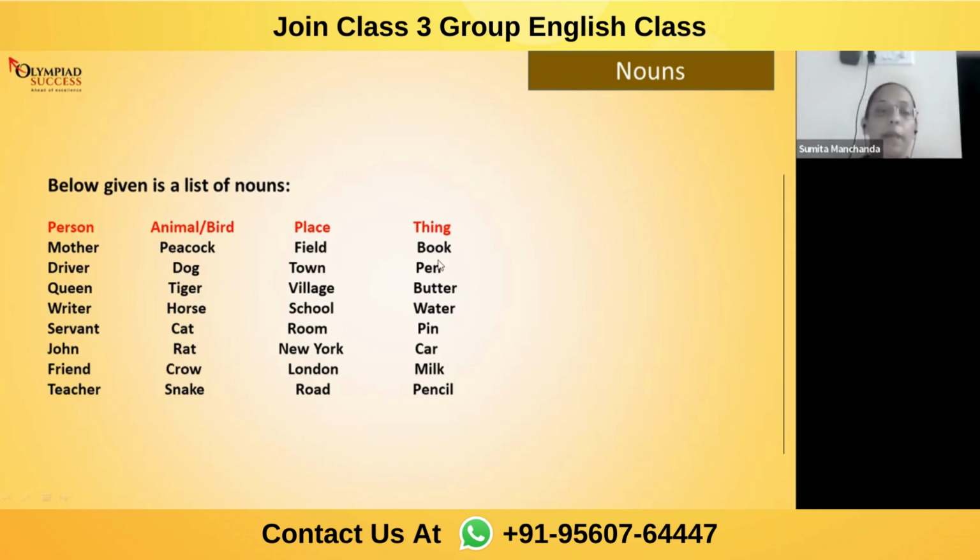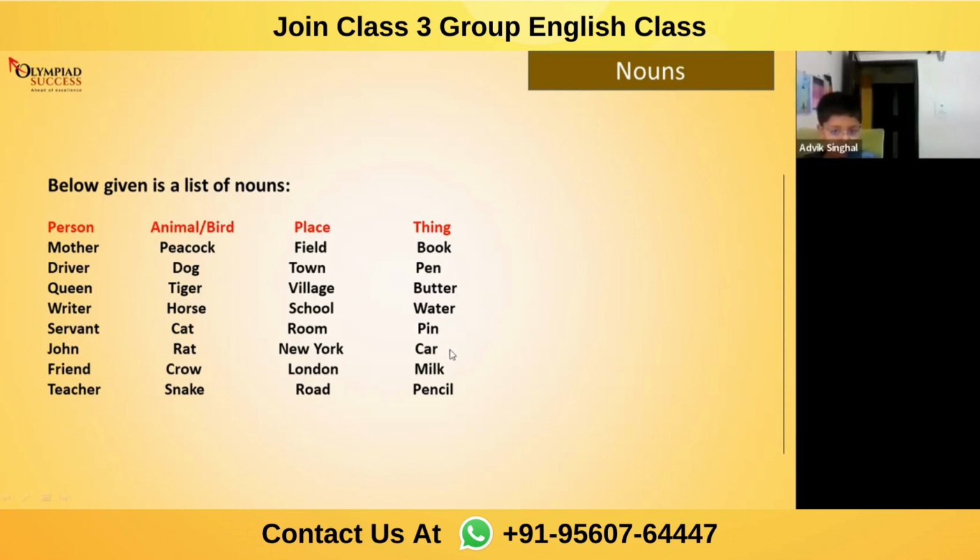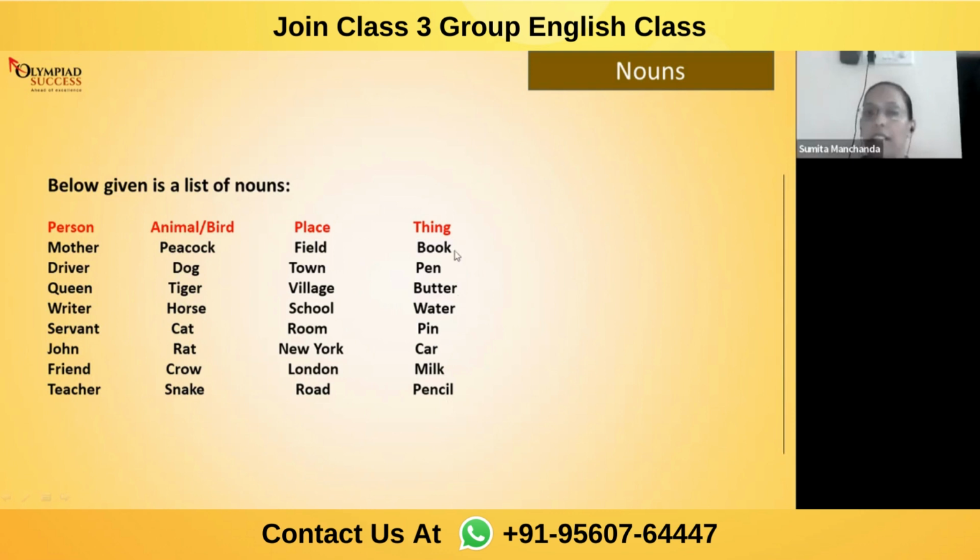It can be a pen, pencil box, book, butter, water, pin, car, milk, pencil. It can be anything. Okay? Now, what I want you all to do, everyone listen to me very carefully. If you make a mistake, I may not check your work in chat. You can see person, animal or bird, place, thing.